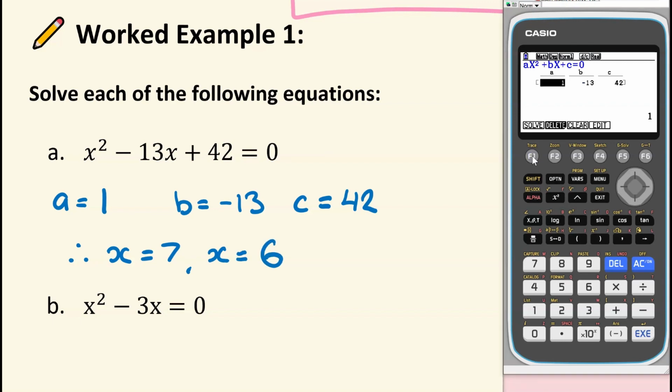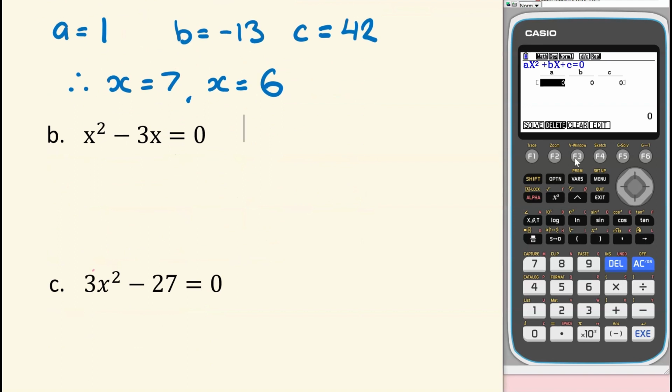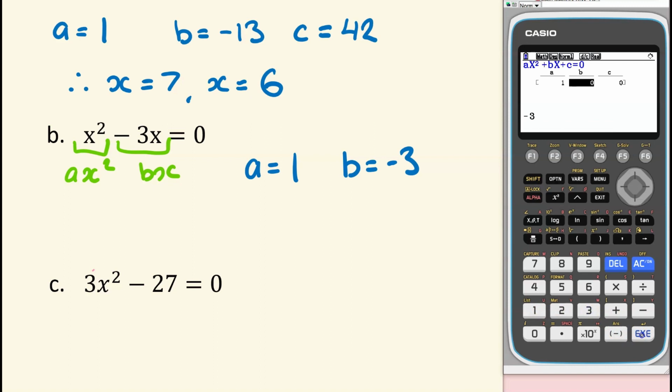Now, not all of our quadratic equations are going to have a, b, and c value for us to identify, such as our second example here. But we can see that we've been given information for our ax squared and information for our bx. So we can go ahead and identify an a value of 1 and a b value of negative 3 for this equation. Now when we're putting this into our graphics calculator, we simply leave the value of the coefficient, in this case c, as the number 0, and it will still be able to solve for us without needing that third coefficient value. So we can solve here.